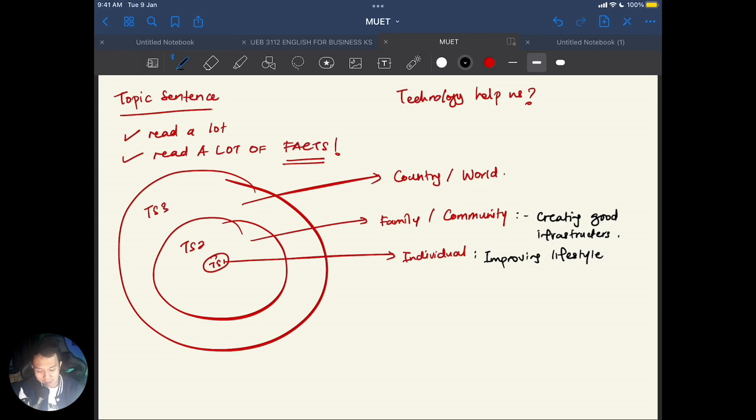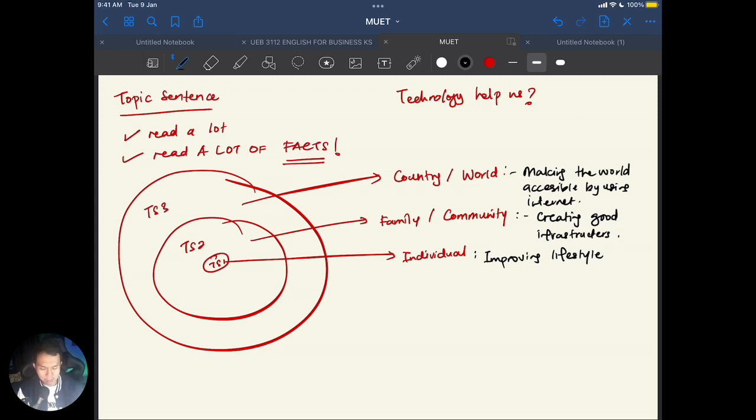Okay, infrastructures. Okay, and lastly, how does it help the world? You can say that technology has helped the world by what? Maybe they introduce artificial intelligence. Oh, sorry. How does technology help the world? You can say it can help the world by making the world accessible by using the internet. So this is how you develop ideas.